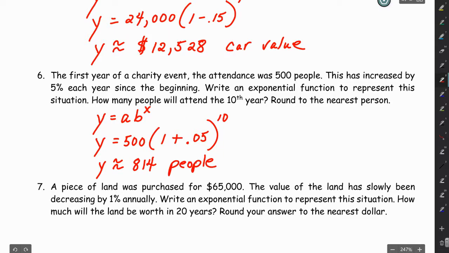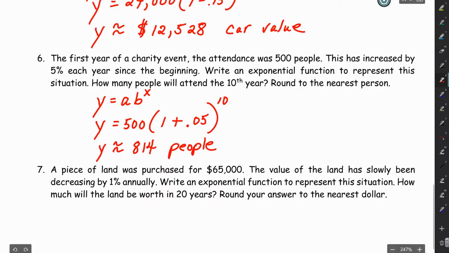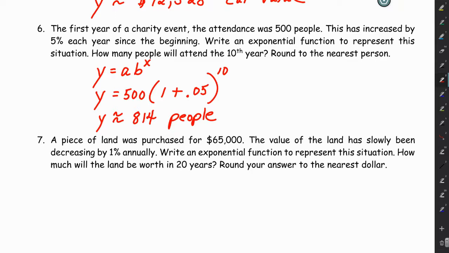Last problem, a piece of land is purchased for $65,000. The value of the land has been decreasing by 1%. Write an exponential function to represent the situation. How much will the land be worth in 20 years, round to the nearest dollar? All right, so we have a decay. Our function should be in the form y equals a b to the x.